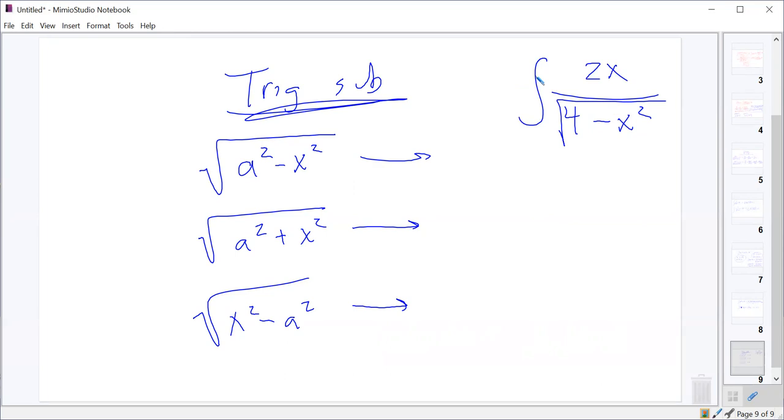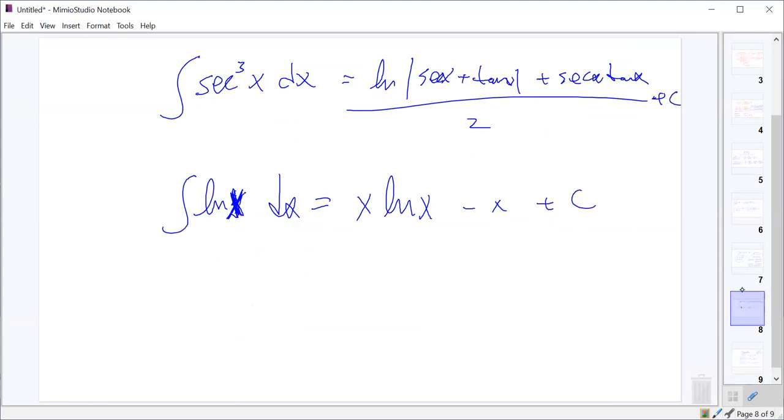But if I gave you something like 2x squared over root 4 minus x squared, then you're going to want to know that for a squared minus x squared, you let x equal a sine theta. Or if we have a squared plus x squared, we're going to want to let x equal a times tangent theta. And if we have x squared minus a squared, we're going to want to let x equal a secant theta. And those should turn these into a fairly simple integral to complete.